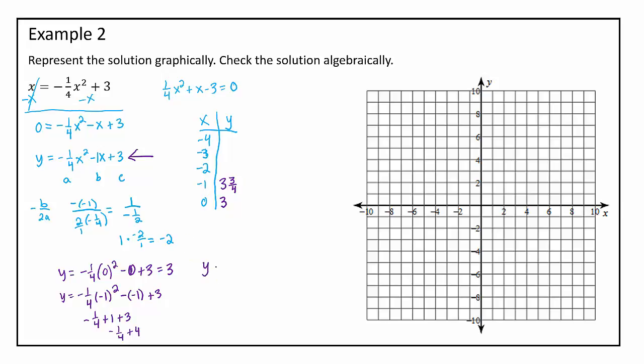Now let's do negative 2. So negative 2 squared is 4. Negative 1/4 times 4 is negative 1. Negative 2 turns to plus 2. So we've got negative 1 plus 5, which is 4. And what should happen is when we plug in negative 3 and negative 4, they should repeat.